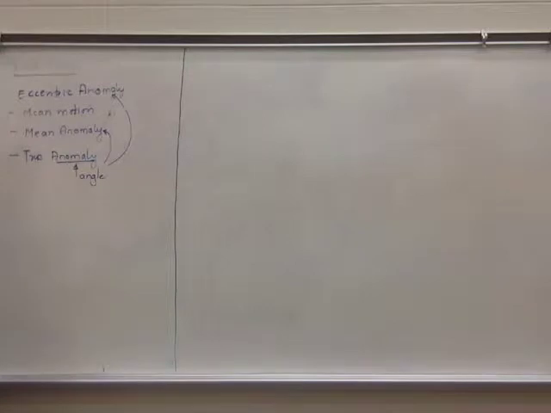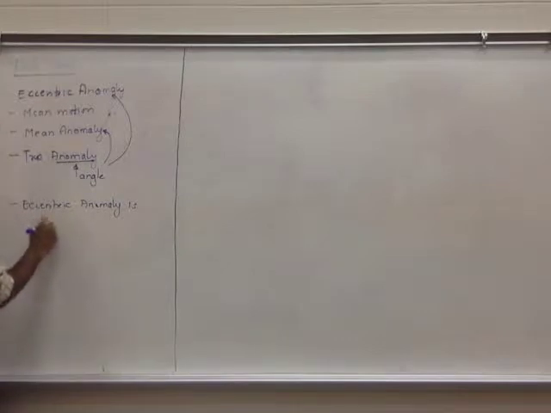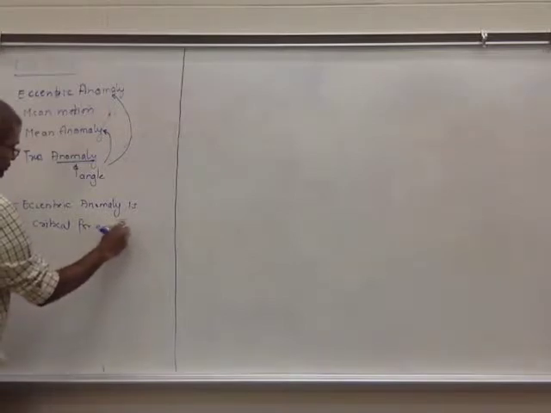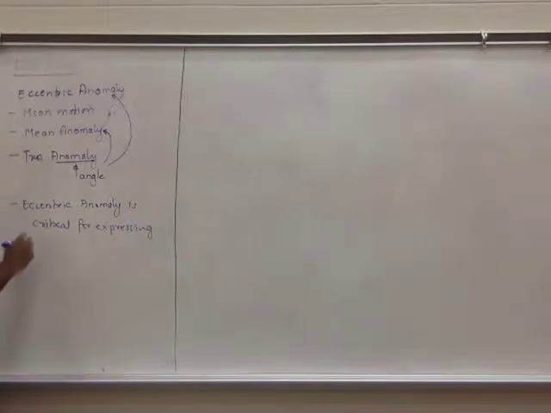Does it have to do with knowing where the body is for a certain period of time, or was that the mean anomaly? Eccentric anomaly is critical for expressing the angle in time, as a function of time.